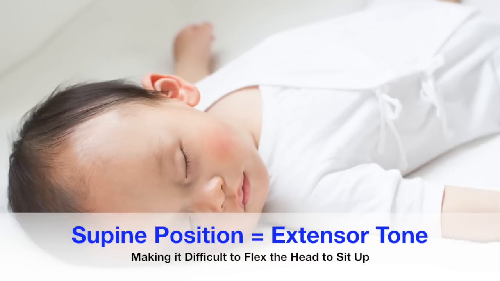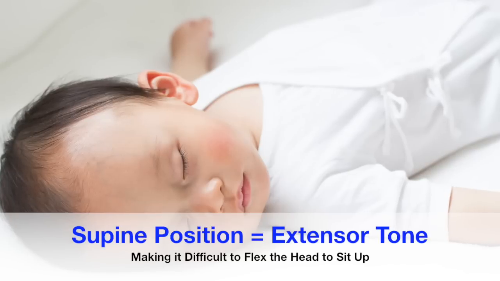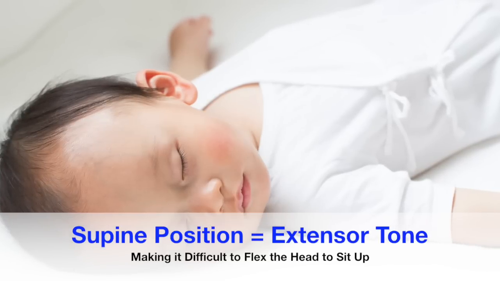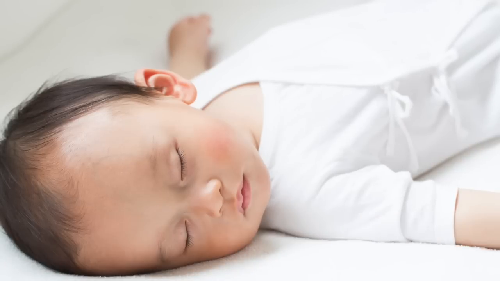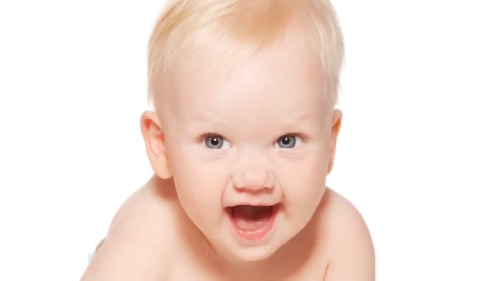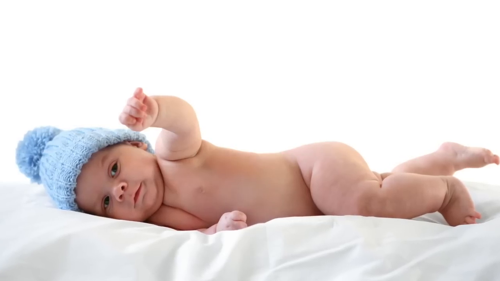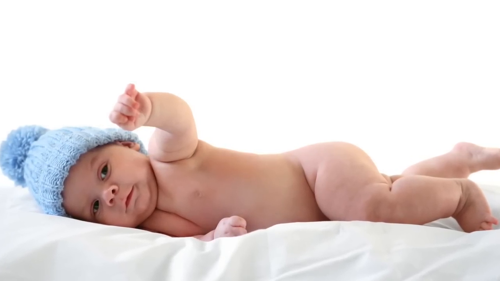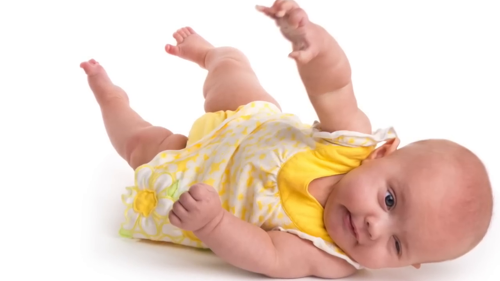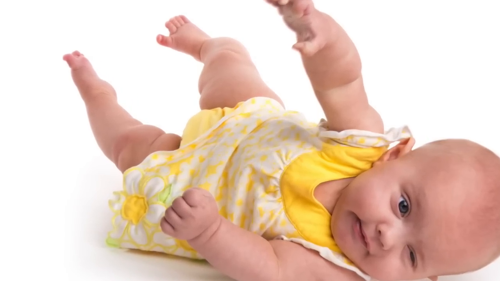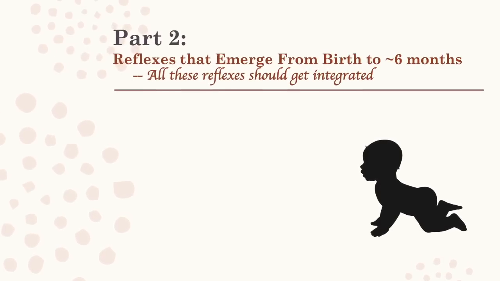But what's happening to the body in supine? The extensor tone is dominating, right? That will make it difficult to independently sit up or roll over. And because the baby misses out on these important exercises like extending the head in prone or sitting up or rolling from supine, a child with a poorly integrated tonic labyrinthine reflex will have poor posture, muscle tone, and coordination, among others. Alright, so that concludes the first portion of our video.